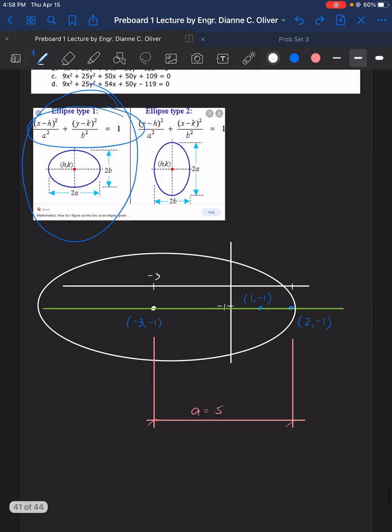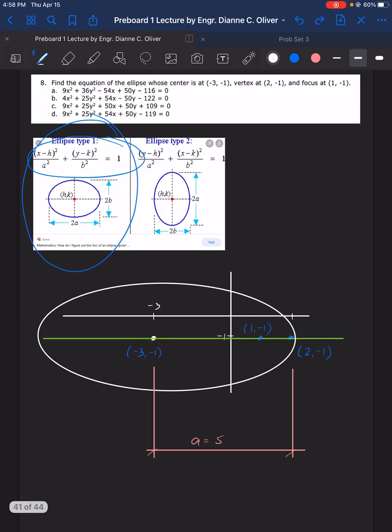From the formula, A squared equals B squared plus C squared. Now, how do we know where C is? C is the distance from the center to the focus. So this is C. So the distance C is equal to 4.